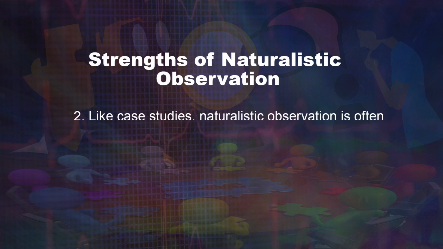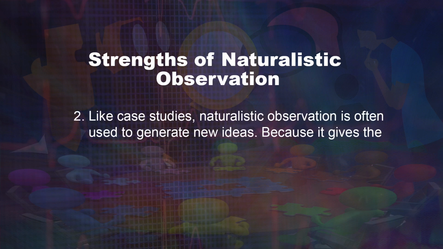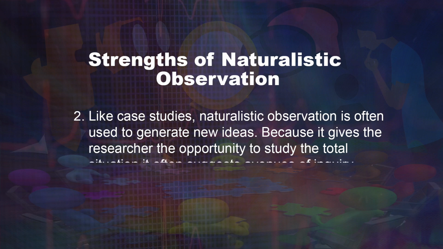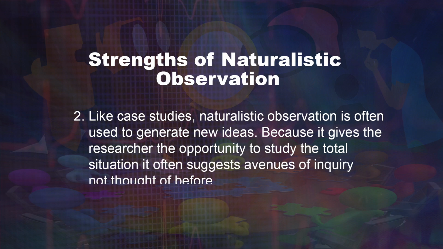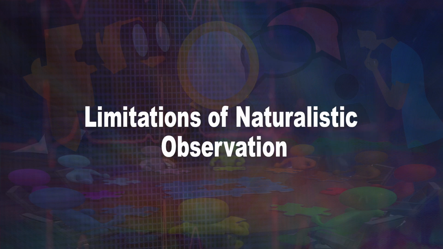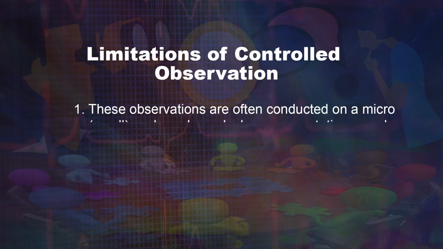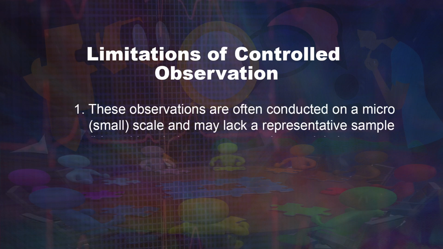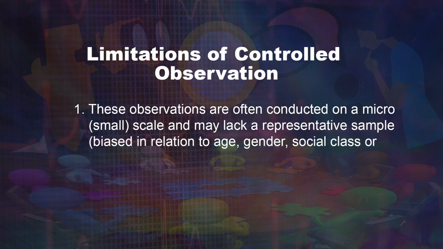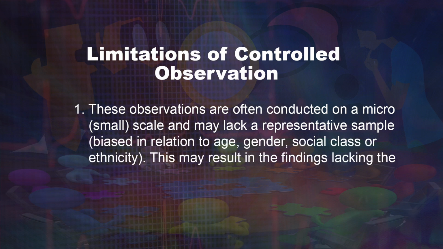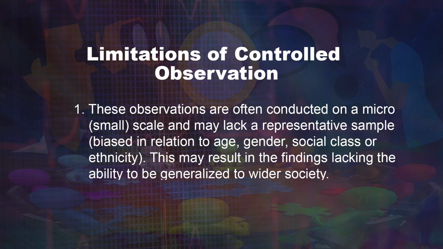Like case studies, naturalistic observation is often used to generate new ideas. Because it gives the researcher the opportunity to study the total situation, it often suggests avenues of inquiry not thought of before. Limitations. The observations are often conducted on a micro or small scale and may lack a representative sample that is biased in relation to age, gender, social class, or ethnicity. This may result in the findings lacking the ability to be generalized to wider society.